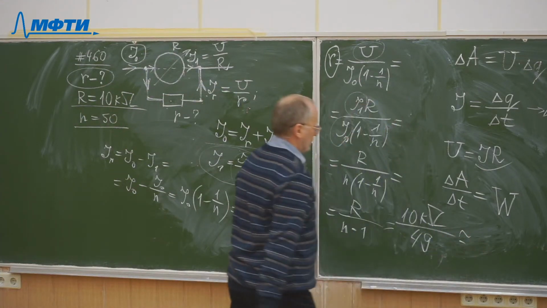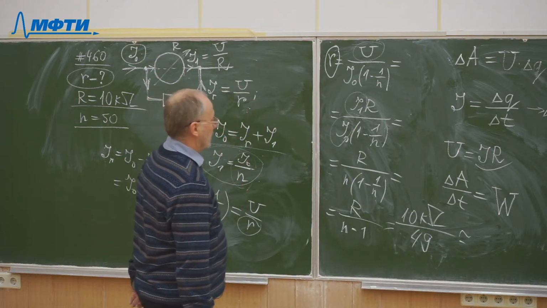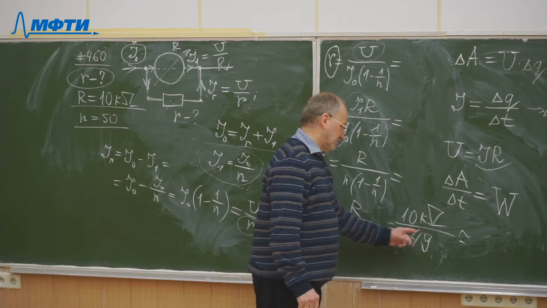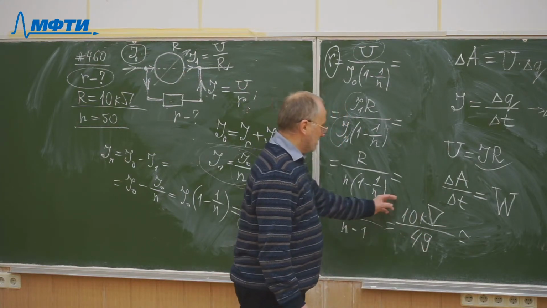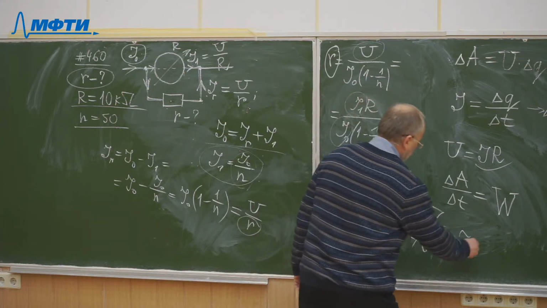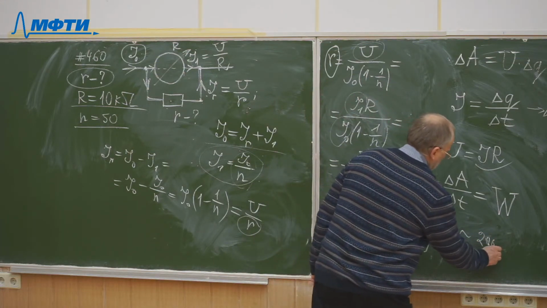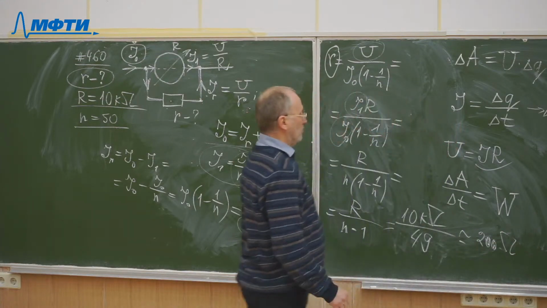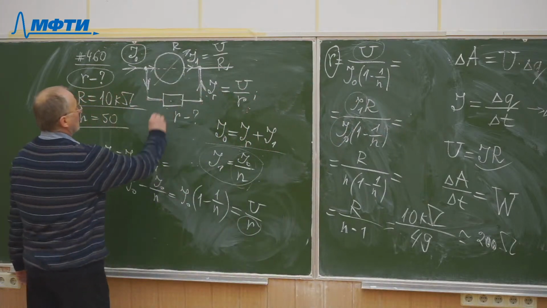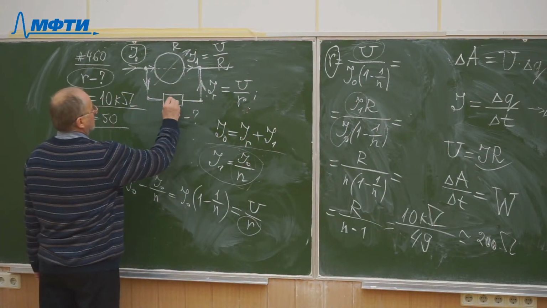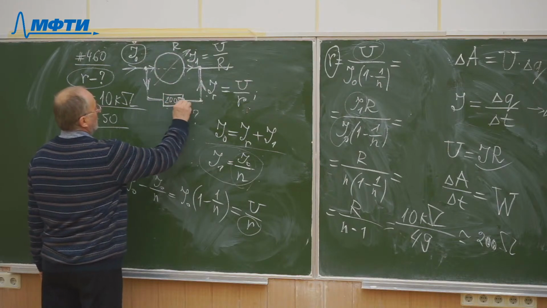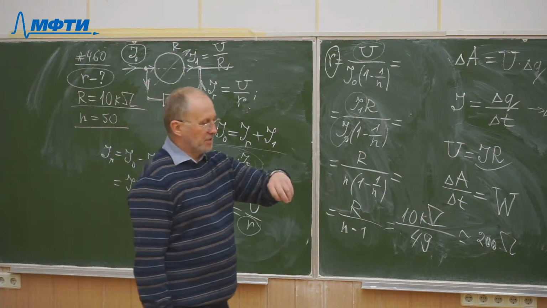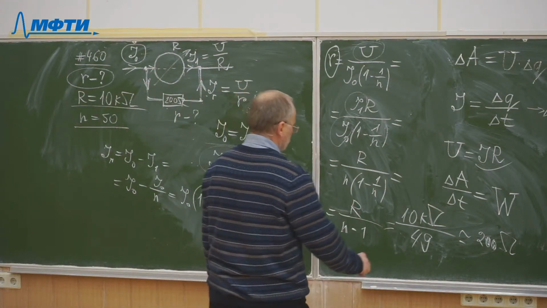That's about 10,000 divided by about 50, close to 50. 10,000 divided by close to 50 will be about 200 ohm. So if we take this shunt resistance of 200 ohm, then the sensitivity of the galvanometer will be reduced by 50 times.